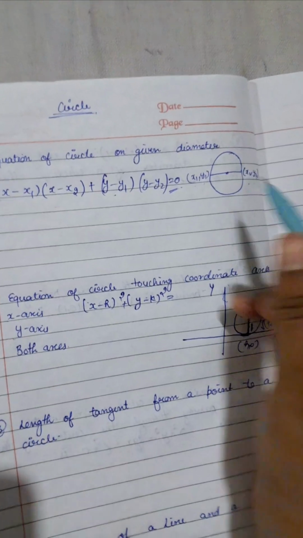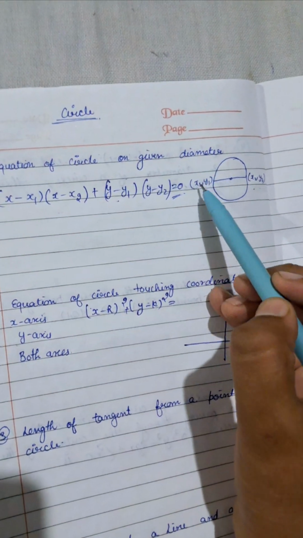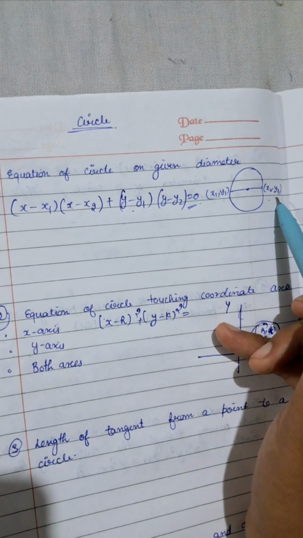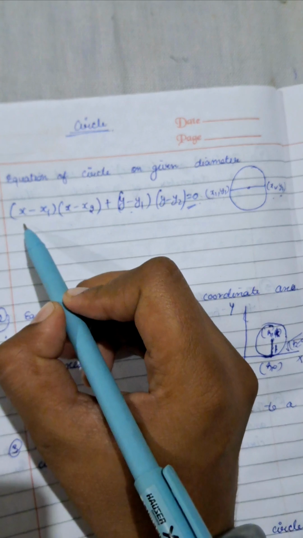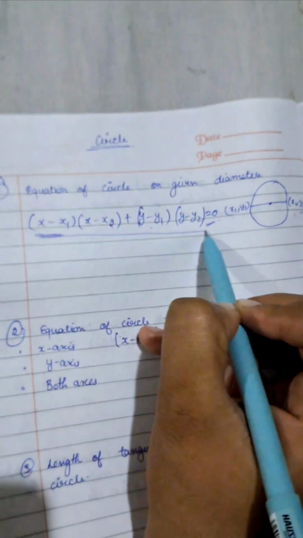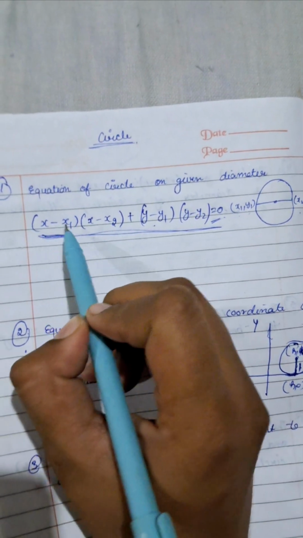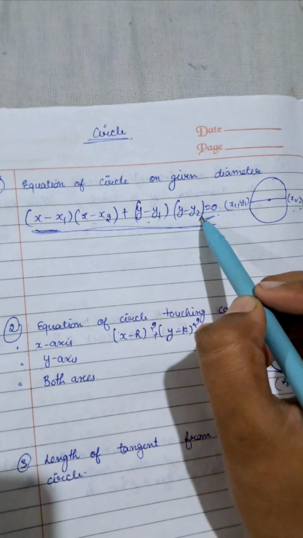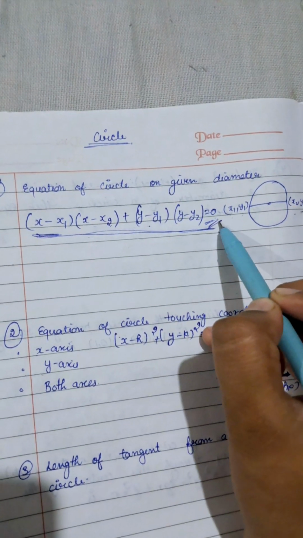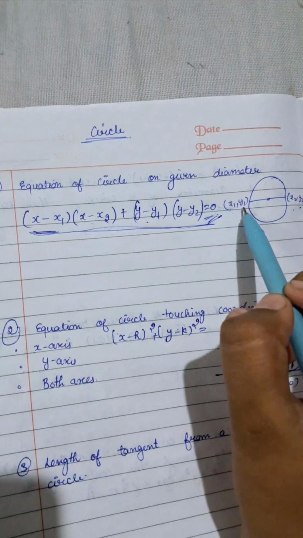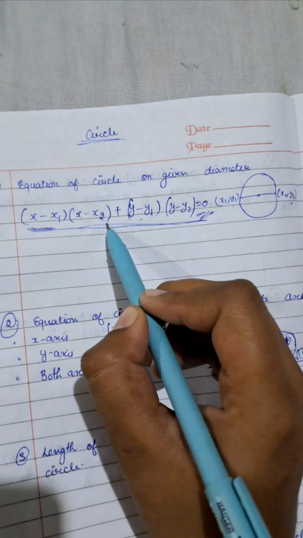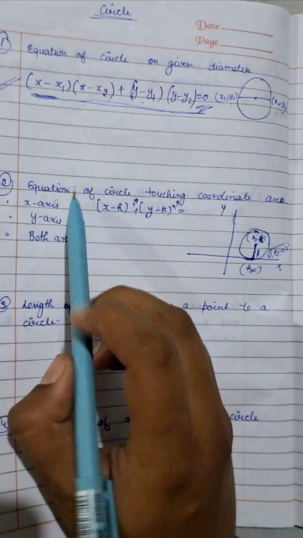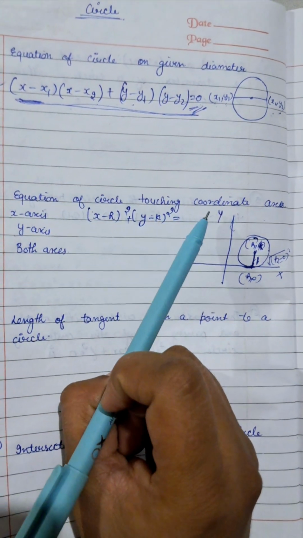Number 1 is the equation of a circle on given diameters. x1, y1 and x2, y2 are the two endpoints of the diameter. So what will be the equation? It is very easy by using this formula: (x minus x1)(x minus x2) plus (y minus y1)(y minus y2) is equal to 0. We have to put the values of x1, y1 and x2, y2 in this equation and we get the equation of the circle.